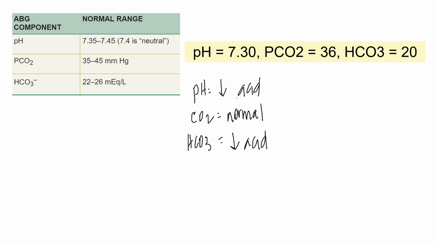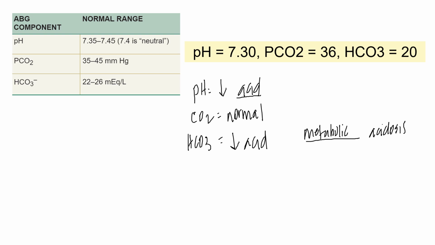We're always going to start with our pH, and it's telling us we're in acidosis. Are we metabolic or respiratory? Our respiratory CO2 is normal, and our bicarb is acid, which matches acid-acid. So this is going to be metabolic acidosis.